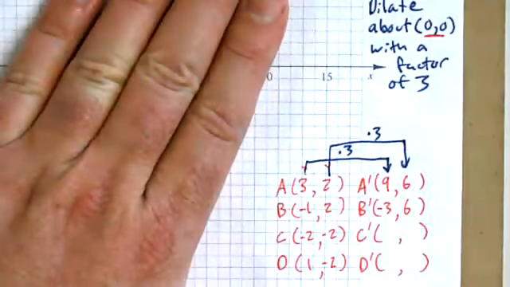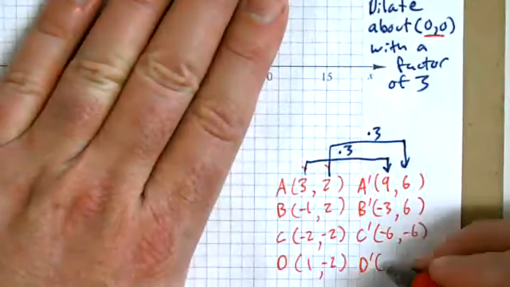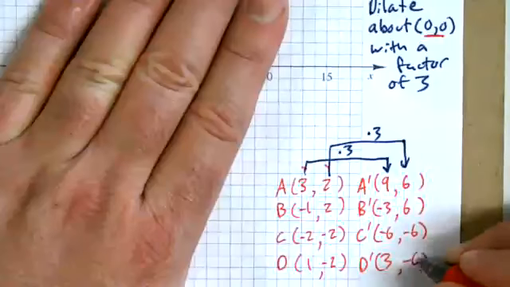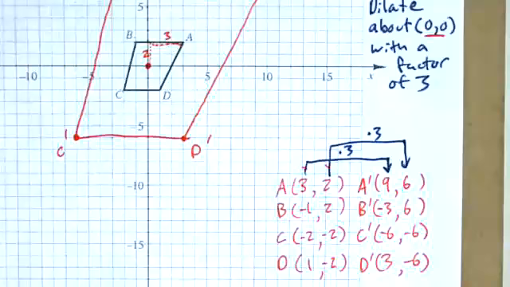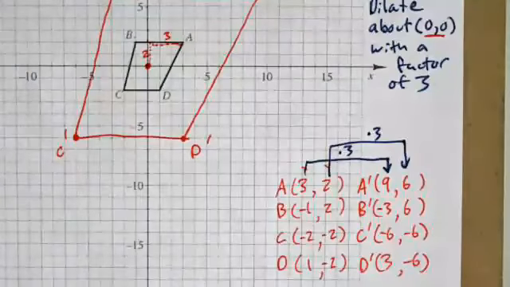You looked at the picture? Times 3 times 3, those will both be negative 6s. 1 times 3 is 3, negative 2 times 3 is negative 6. Did that work? Oh, that's a neat shortcut. Now the question is, does that always work? Maybe. Maybe is a good answer.